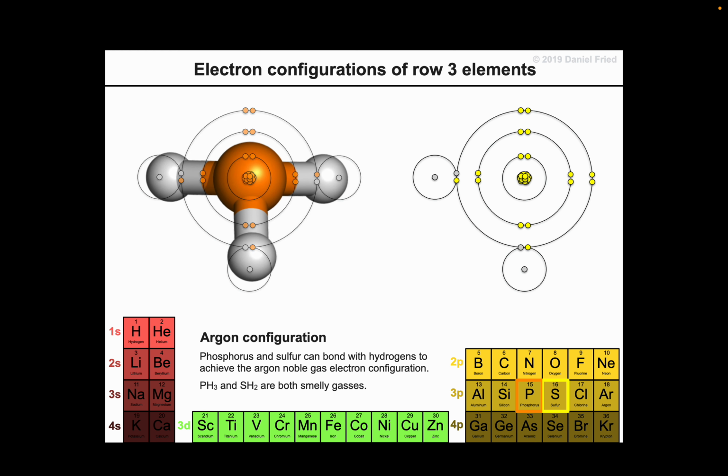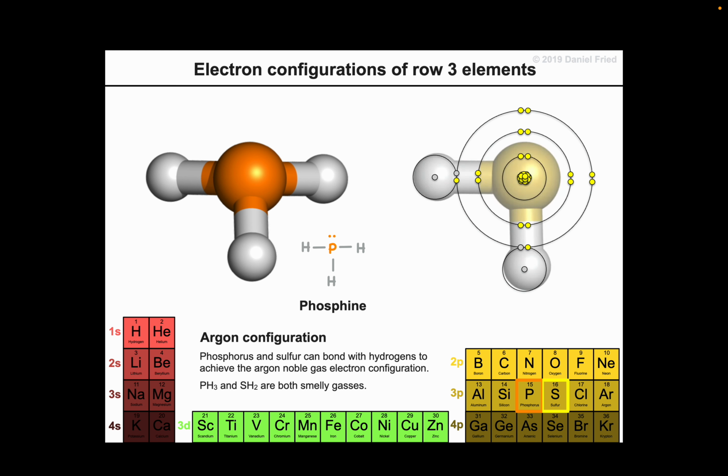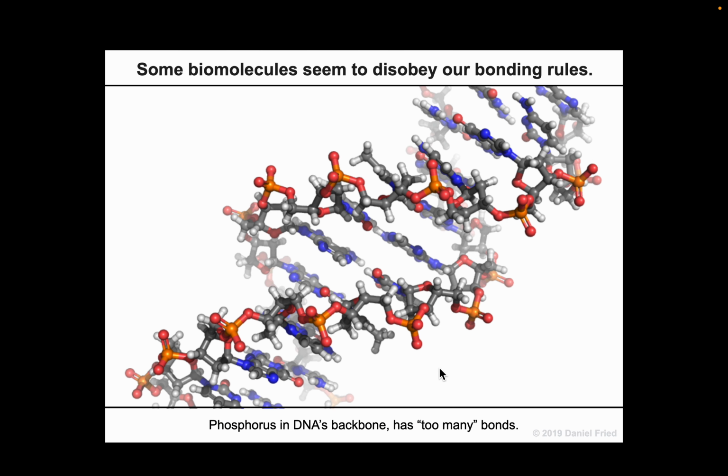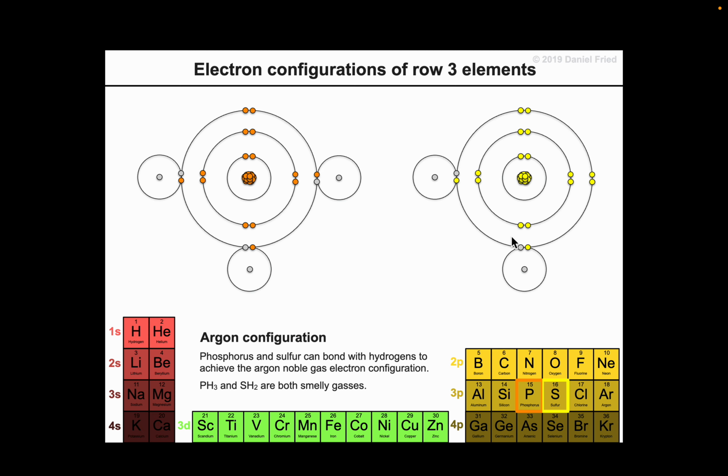This is phosphine, and this is hydrogen sulfide. Yes, hydrogen sulfide. Yes, hydrogen sulfide is the stinky part of sulfur.